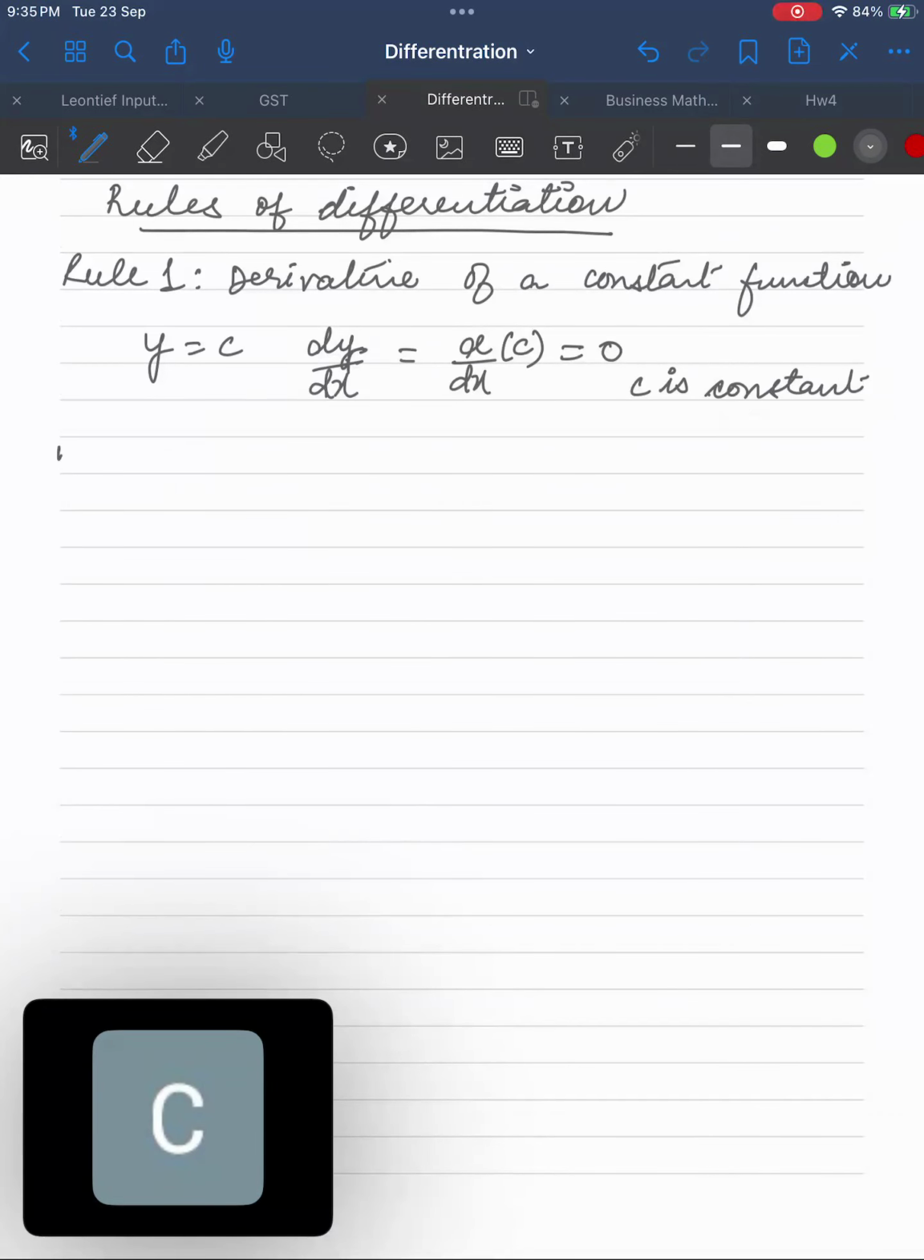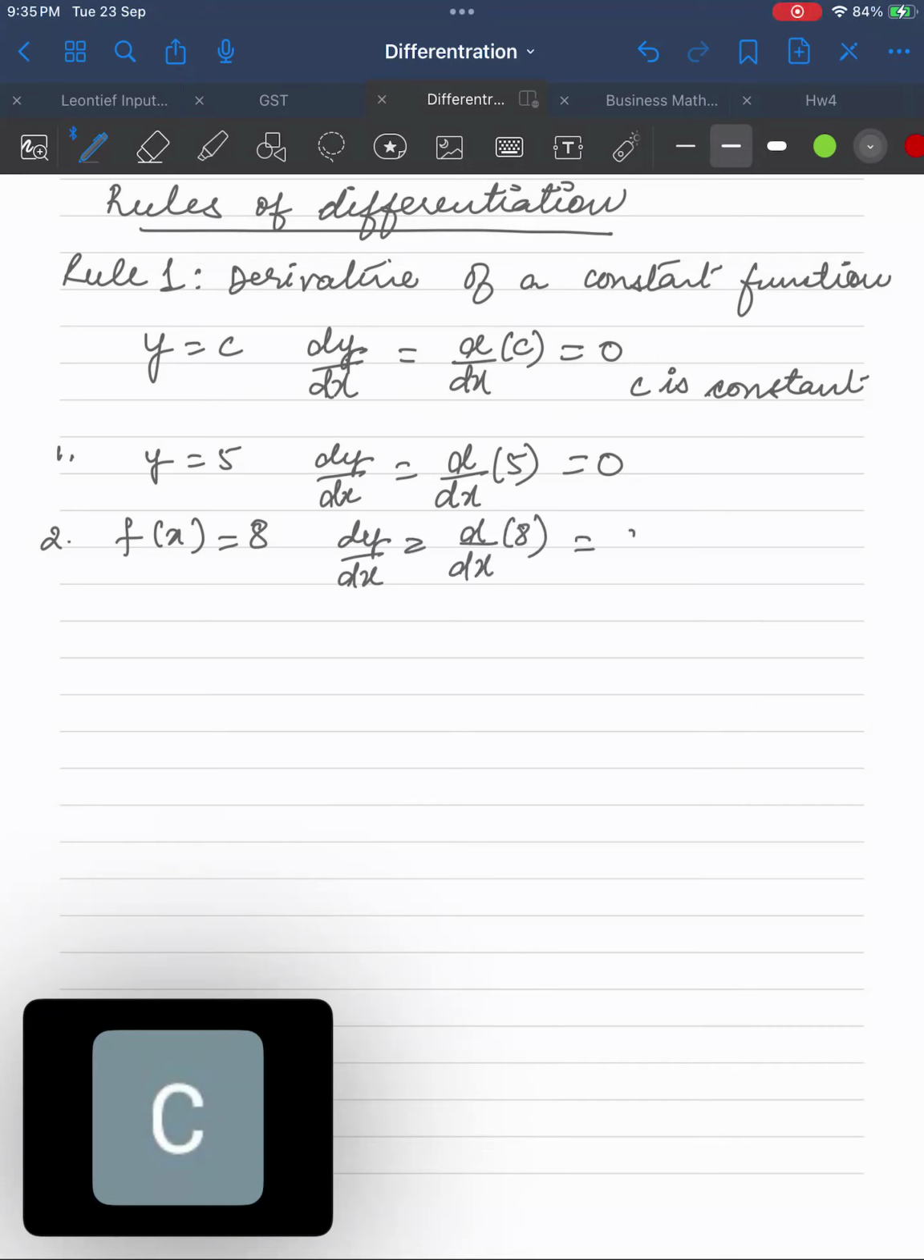I will do some questions. Suppose y equals 5 is given, and they're asking you to solve for dy by dx. We can do it like this: d upon dx of 5, and since 5 is a constant, it's 0. Suppose some function is given as 8. Then dy upon dx would be d upon dx of 8, which comes out to be 0.